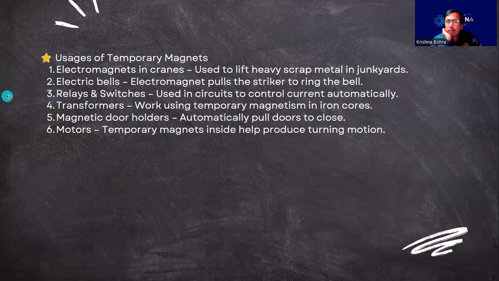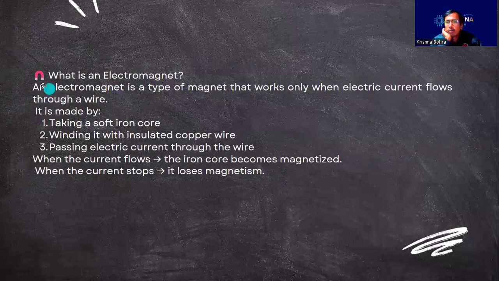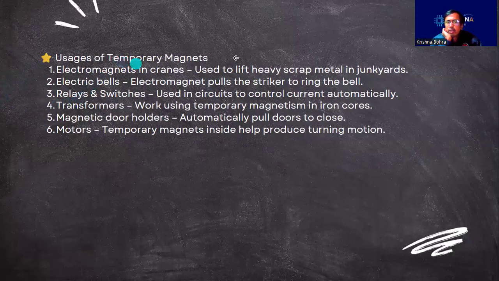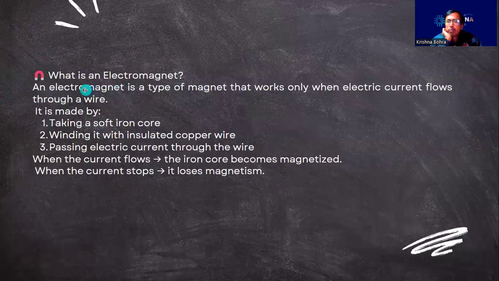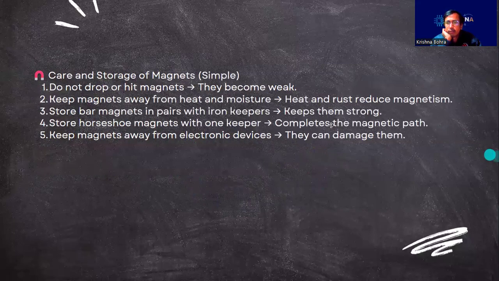In electric bells, switches, transformers, magnetic door holders, and motors are some of the things which use a temporary magnet. Basically we can say electromagnet. So I have told you how electromagnets are formed. Basically, when electricity flows through a conducting wire, it behaves like a magnet. When it behaves like a magnet, you know how it attracts other magnetic objects.